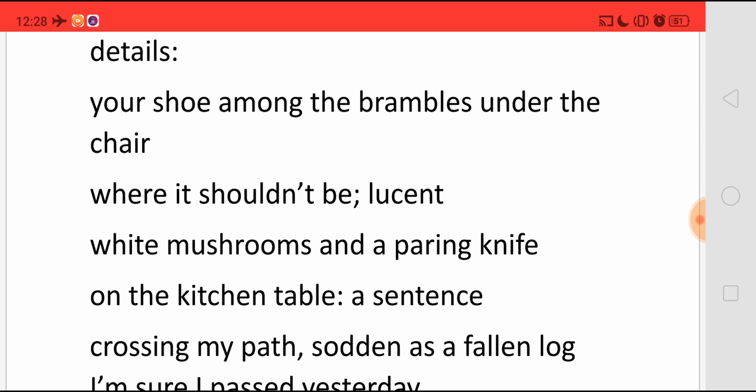Lucent white mushrooms and a paring knife on the kitchen table. She says, I have a lot of kitchen work. I have to do the cooking. Mushrooms are there, knife is there, and it is on the kitchen table.